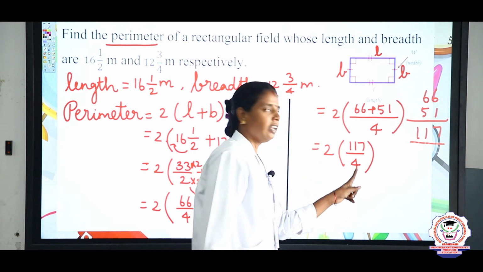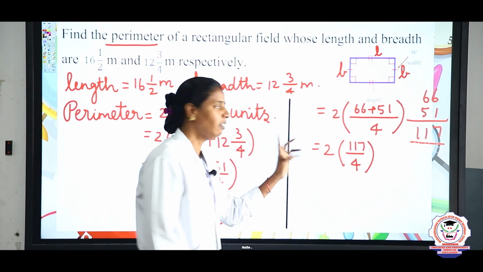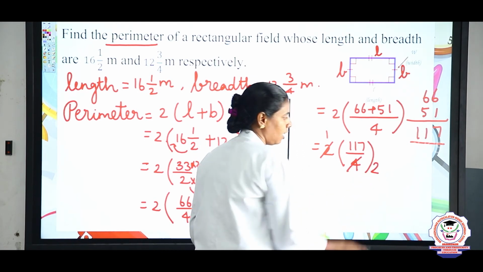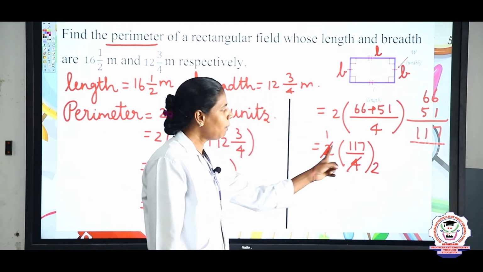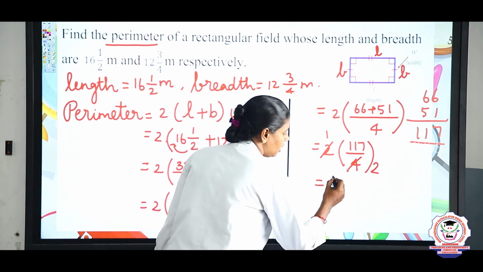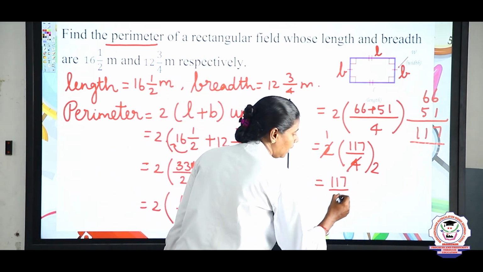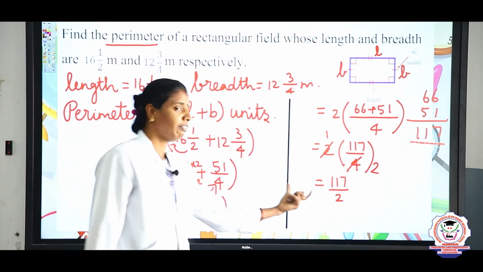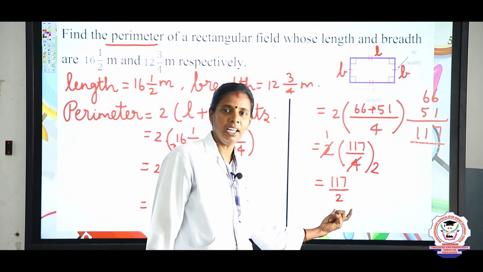Now here 2 and 4 have a common factor which we can cancel. That is 2 1s are 2 and 2 2s are 4. Right. Now multiply with this. 1 into 117 is 117 by 2. Here we got the perimeter of the rectangular field, which is 117 by 2.